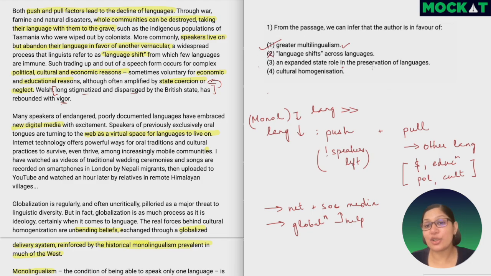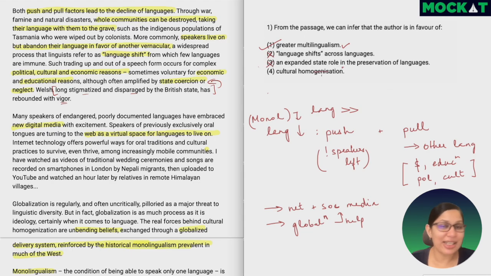An expanded state role in the preservation of languages. This is actually not given anywhere. That government or any government does not need to play a role necessarily. We've spoken more about the technology aspect, and even from a globalization aspect, we're speaking more from an economic perspective because it leads to an interconnected, interdependent world. So I would say definitely this is preferable to option 3.